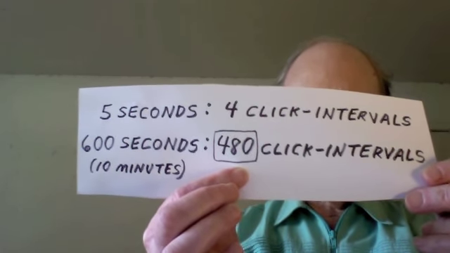Does that make the answer 480 clicks? No. There are 480 clicks each at the beginning of one of those time intervals, but there is one additional click at the very end. And so that makes a grand total of 481 clicks. And that is the answer to the second question.